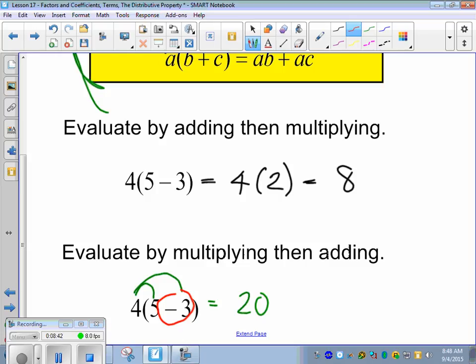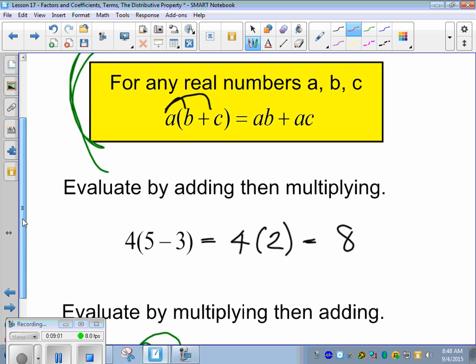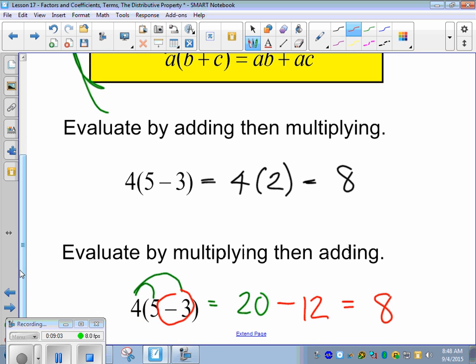This is probably something that's going to trip you up at first. Those negatives need to stay with the number. So 4 times negative 3 gives me minus 12. 20 minus 12 also gives me 8. So this is just showing this distributive property rule really does work. It will work all the time.